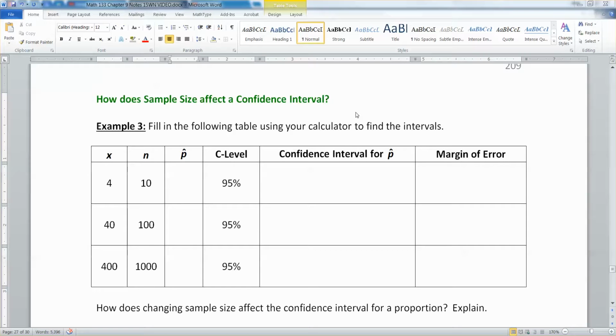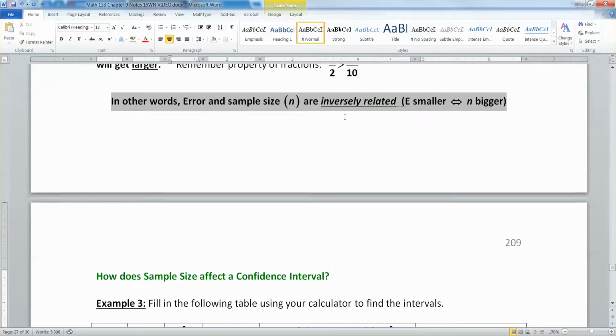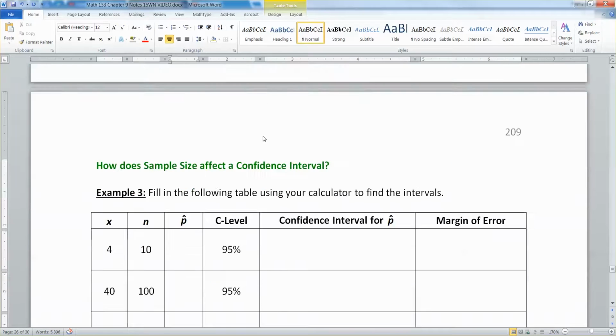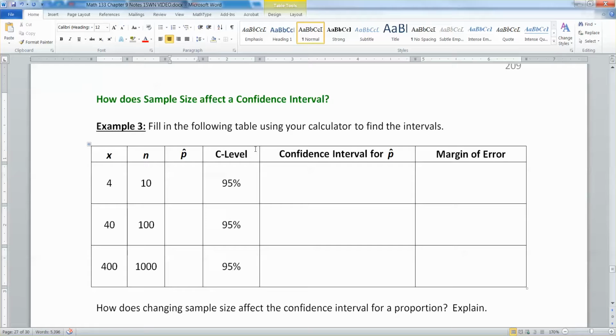We've seen in the last couple of videos that there's a relationship going on between sample size and error, and sample size and confidence level. There's a whole bunch of stuff going on. So now let's flip it around and ask, how would changing your sample size affect your confidence interval?